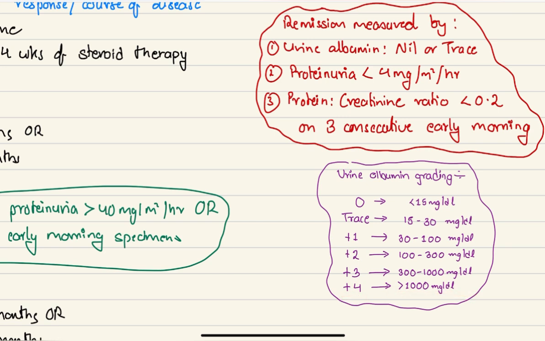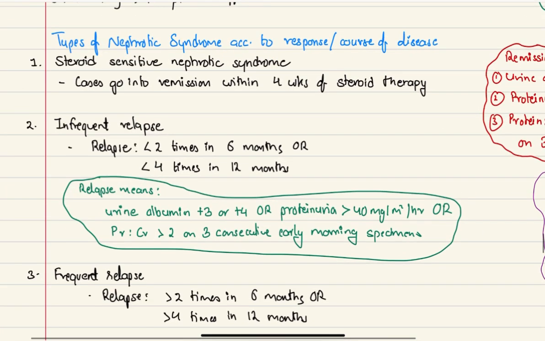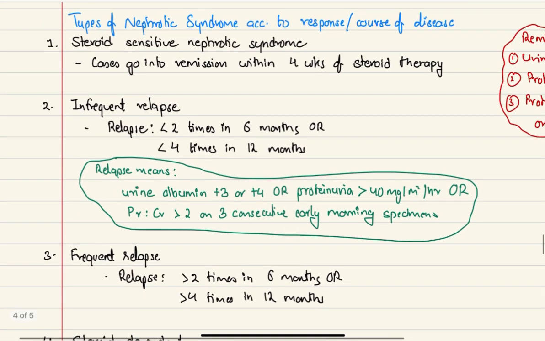And also, the term remission of nephrotic syndrome means that the urine albumin has now become nil or trace. The proteinuria has decreased to less than 4 mg per meter square per hour. The protein creatinine ratio is now less than 0.2 on 3 consecutive early morning urine samples. Alright, so these are the terms that we need to remember here. Now let's go on to the types of nephrotic syndrome.